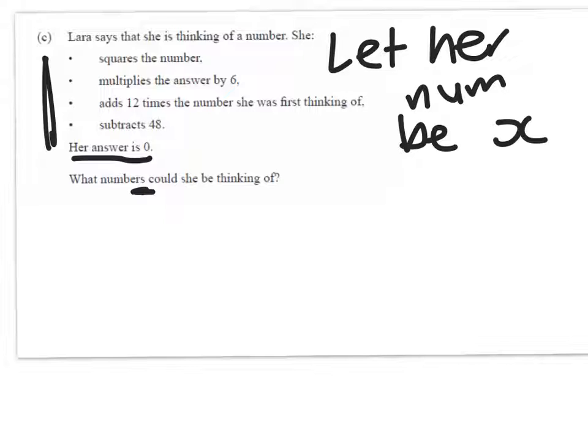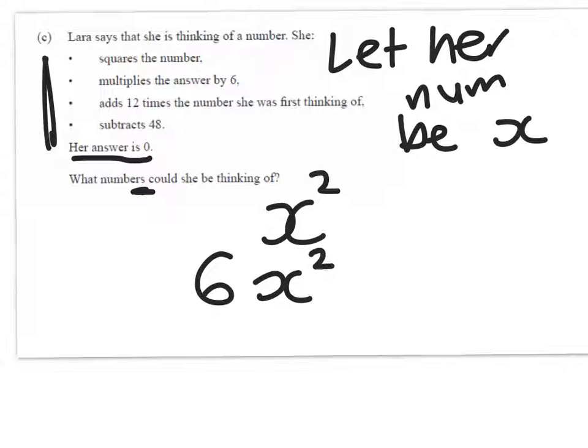Now we'll go on with the question. Right, what does she do to the number? Let's just do this line by line. First, she takes her number and she squares it. She must be having a very boring day. She squares her number and then she multiplies the answer by 6. So we get to 6 times x squared, 6x squared.